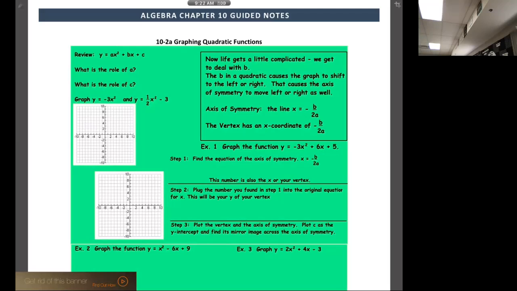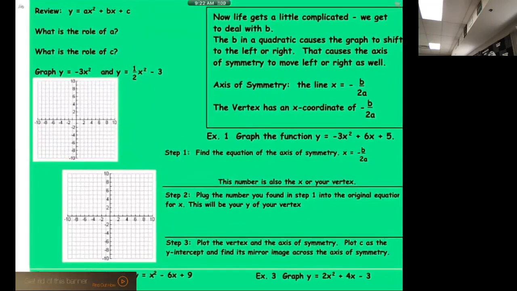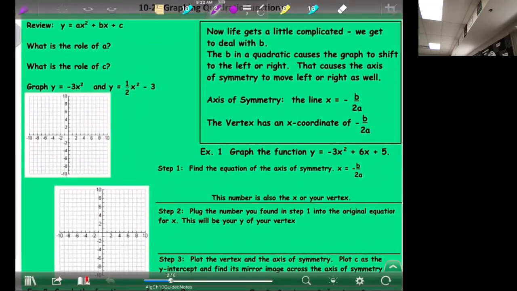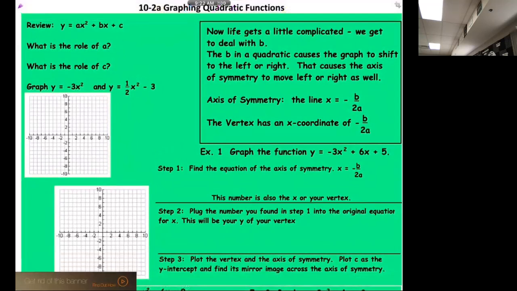Okay, so we have a quick review of what we learned yesterday, or tried to learn yesterday. Y equals ax squared plus bx plus c is our general standard form of a quadratic equation. And we learned that A tells us a couple of different things. What does the A tell us?